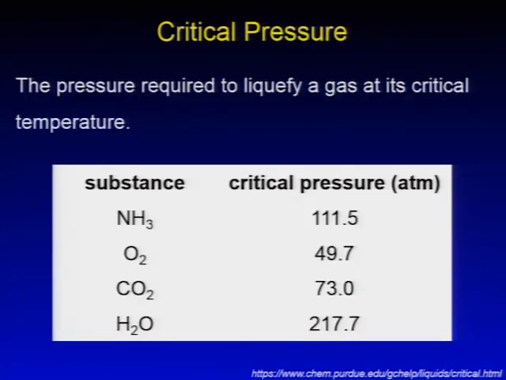Now, critical pressure. The critical pressure is the pressure required to liquefy the gas at its critical temperature. So it totally depends on the substance. As you can see, oxygen requires 49.7 atm to liquefy it at the critical temperature, minus 119 degrees Celsius.